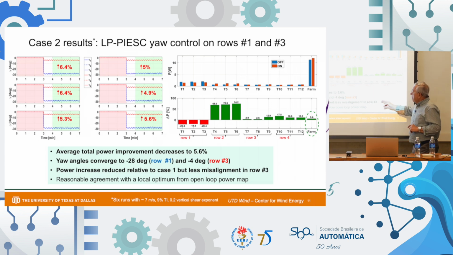One thing to point out is that in the configuration where we alternate the rows that we yaw with the extremum seeking, the power increase is less, but the yaw misalignment is also less. And that's a good thing, because the less you are misaligned, the more uniform your mean wind speed over the rotor is going to be. Not the turbulence, but the mean wind speed.